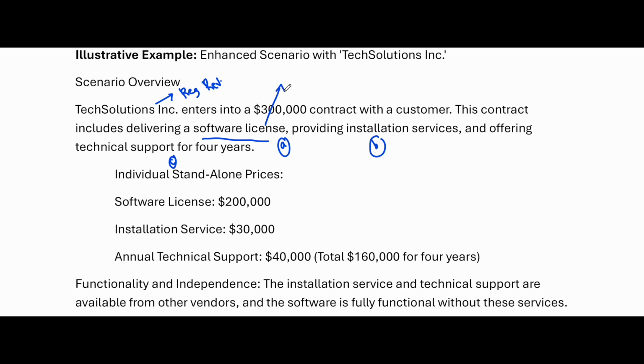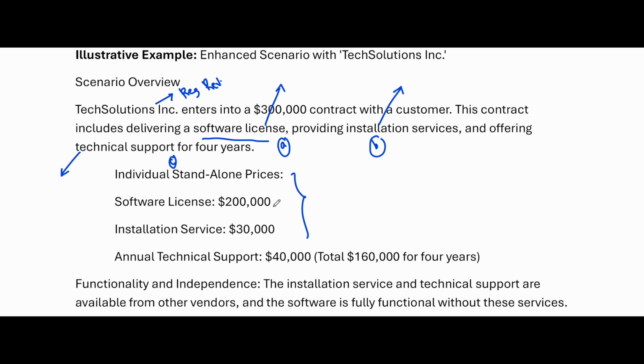They can provide each separately, and technical support also they can provide separately. For example, if you are a customer and you want to consult Tech Solutions only for a software license, they can provide it, and you already have a software license. If you ask for the installation service, they will also provide it, and if you already have the software installed and are only asking for technical support, they will also give you that. That is the reason the individual standalone prices are different.